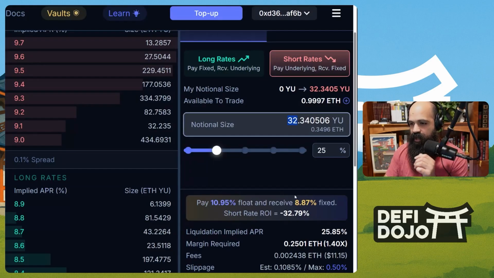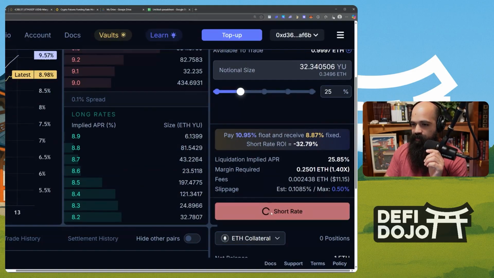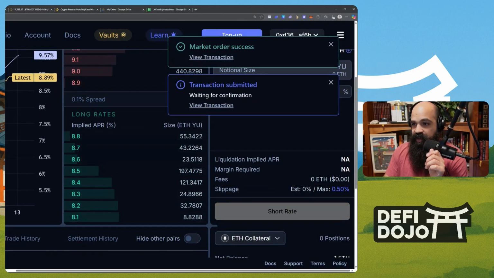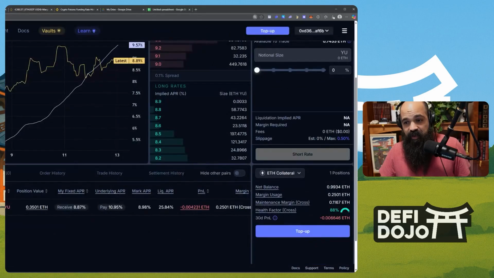I think the fixed is pretty high. And I think when the markets are really hot, that's the time to short. And so I'm going to see, hopefully I'm not wrong. I'll refresh the quote. I'll short the rate. And that is margin. So let's see how the UI is here. Transaction submitted. There we go. It was that easy. Okay, that was pretty dang smooth, Pendle lads.